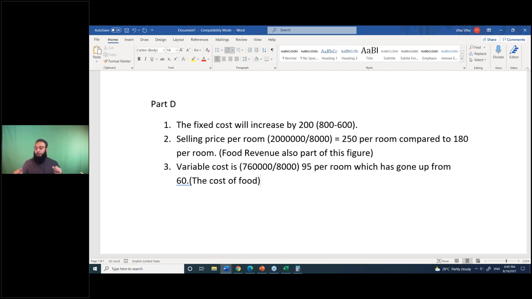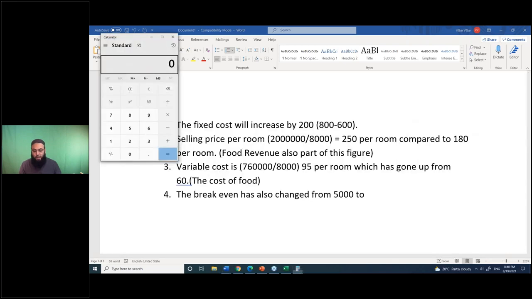A very similar question to this came previously by the name of Swimco. In that as well, you have to observe the graph only and quantify the things. Done. Now, if you keep this in your mind, you will realize one more thing, and that is the break even has also changed. The previous one was 5,000, and the new one is how much?